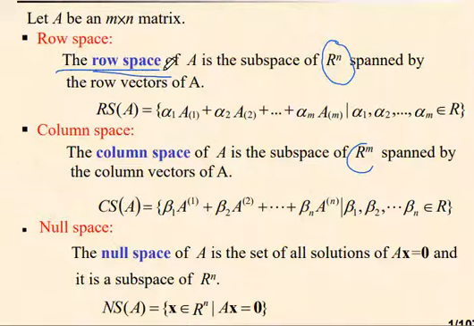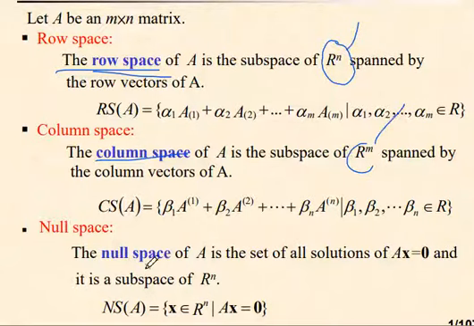So row space is a subspace of Rn. What do you mean by row space? Set of all linear combinations of rows of A. What do you mean by column space of A? Set of all linear combinations of columns of A, right? So row space is a subspace of Rn. Column space of A is a subspace of Rm. I think this makes sense, right?